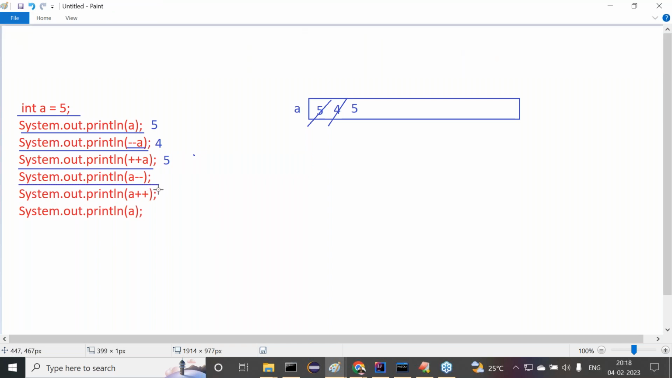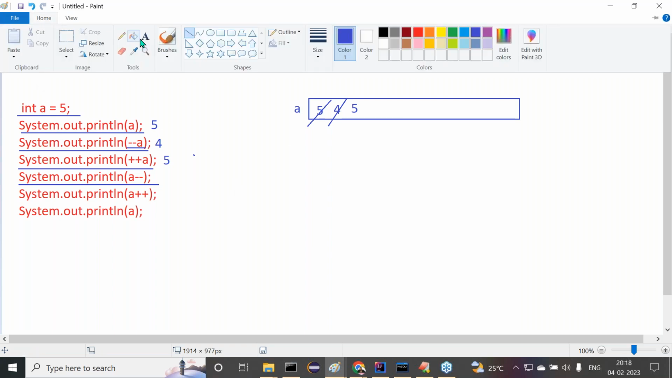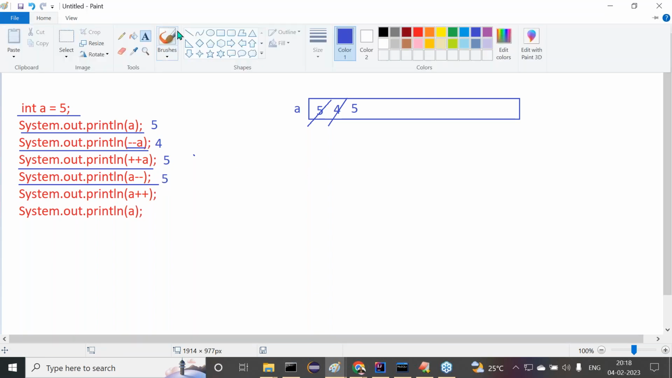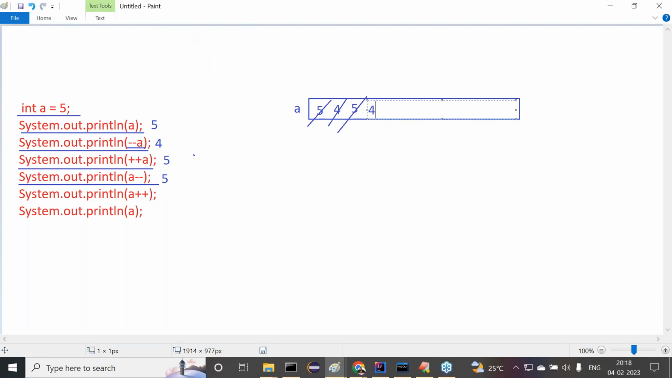Next one is System.out.println of a--. This is post-decrement. With post-decrement, the current a value will be displayed, so the current a value participates in the expression. That is 5. But internally at memory level, 5 will be decremented by 1. So 5 is decremented by 1, and we are getting 4 as the value here.